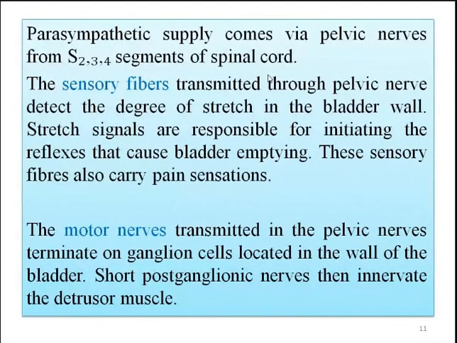Then the motor nerves transmitted in the pelvic nerves terminate on ganglion cells located in the wall of the bladder. Short postganglionic nerves then innervate the detrusor muscle.